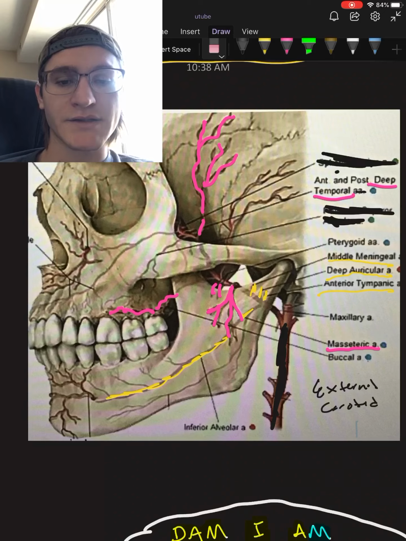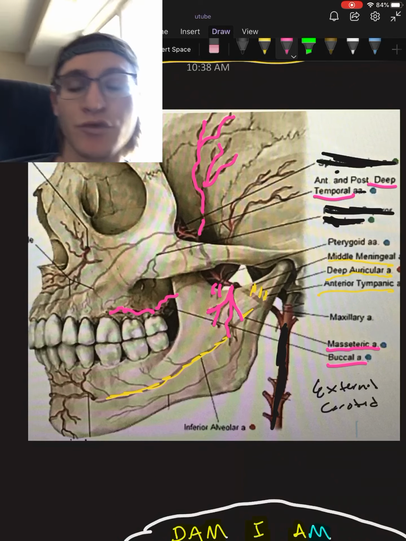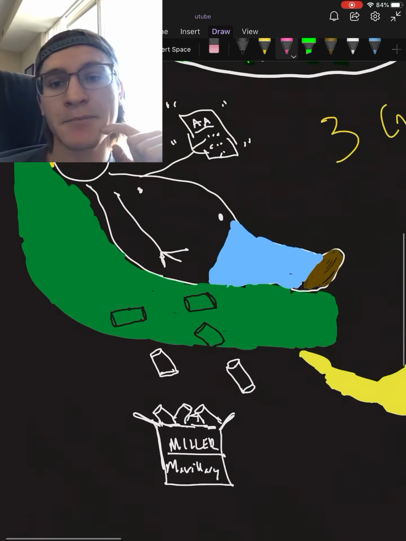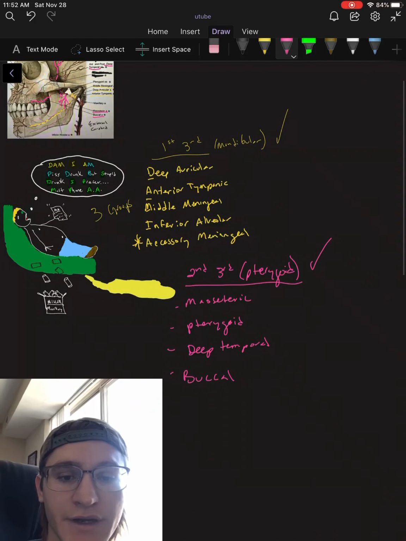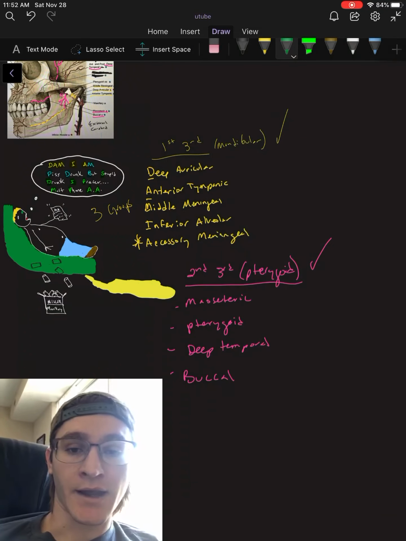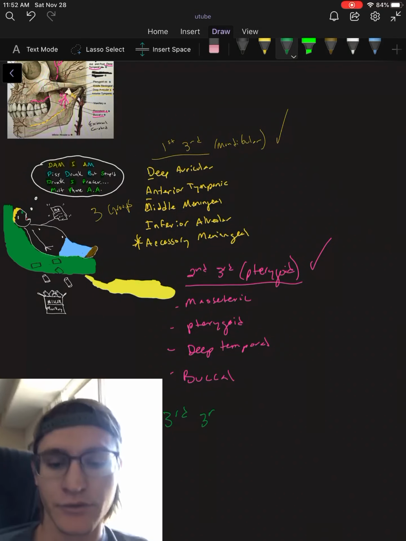Butt. So butt is for buccal. It's my favorite. So buccal. It's going right where the cheek's at. And keep in mind that the facial artery also has buccal branches coming off of it. So we finished our second portion, or our second half, our second quarter, or however you want to split that.